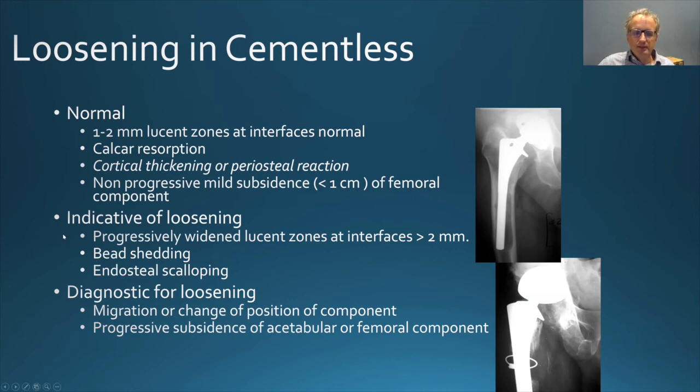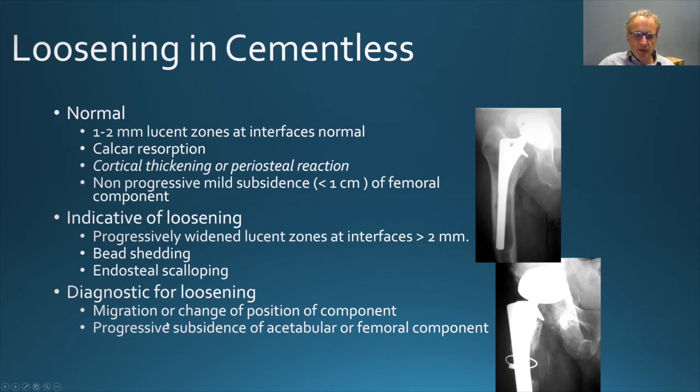So the next paragraph is indicative of loosening, so it's normal, indicative, and diagnostic of loosening. So indicative, so loosening's probable. Progressively widened lucent zones at interfaces greater than 2 millimeters. Bead shedding, so that's when it shows that things are moving. So you're shedding the beads and the coating of your prosthesis. And endosteal scalloping, such as this, where on the inside of the cortex you're getting a cutout like a tumour, the cortex being resorbed.